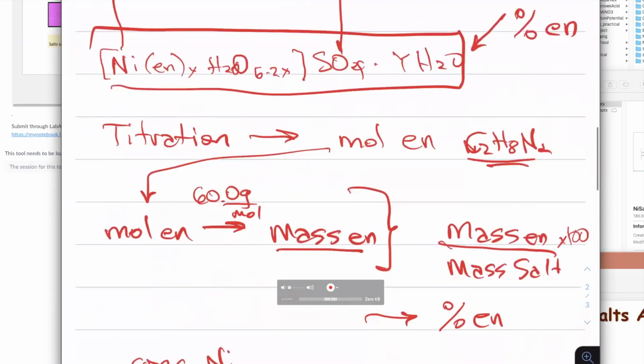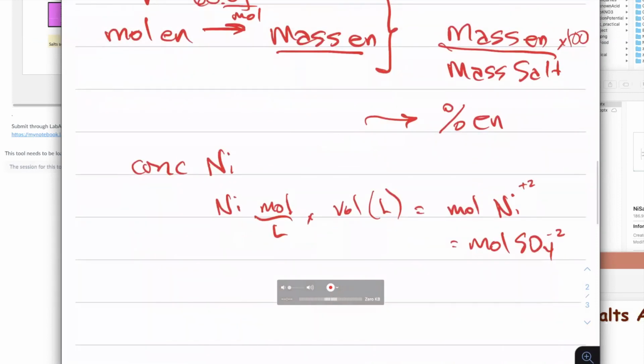So let's go back here. Okay, now that you have your moles of nickel, you can convert that to mass of nickel using the atomic weight.